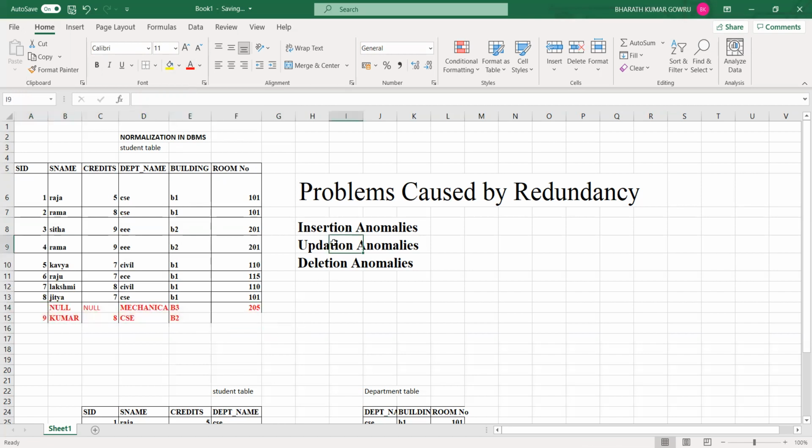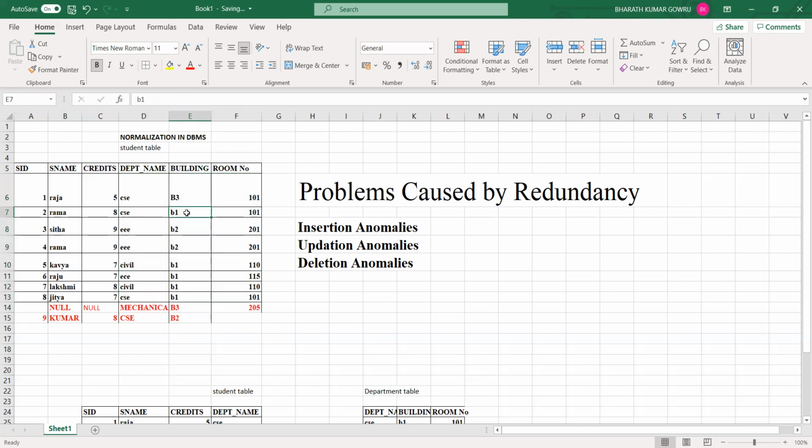Okay, now we will move to the updation anomalies. What is the meaning of updation anomalies? Suppose for some problem, we shift the building, and the CSC building is moved to B3. Until now the CSC stayed at the B1 building, but due to some problems we shift the building to B3. At that time, we will update all the information available in the CSC department here. We will update all the information. This is the meaning of updation here.